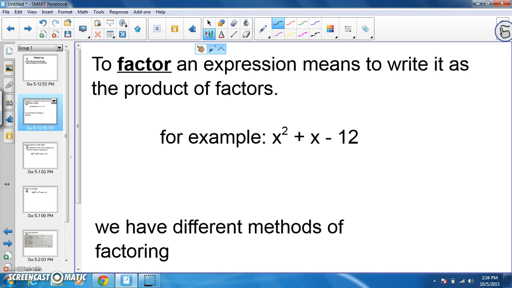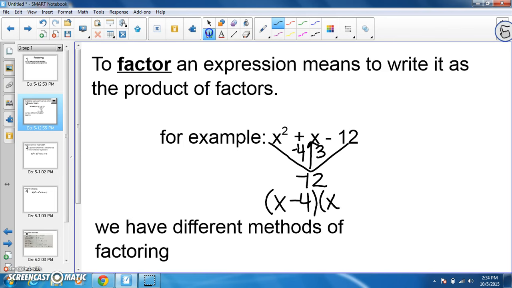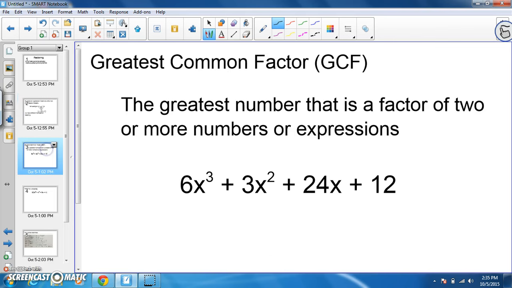as what two numbers could multiply to negative 12 and add to 1. So that would be negative 4 and 3. So we then could write this as the product of x minus 4 times x plus 3. That's a review from Algebra 1, and we will use other methods of factoring as well.